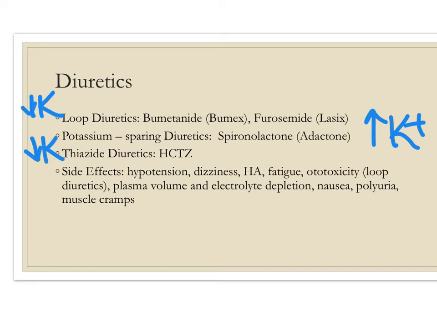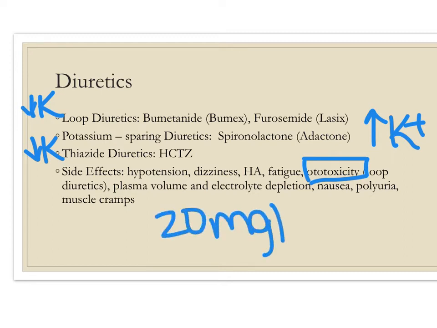I do want to remind you that we have to be cautious when we are giving the loop diuretics IV, that you do not want to exceed 20 mg per minute when you're giving them, because if you repeatedly push your loop diuretics faster than 20 mg per minute, it can lead to ototoxicity, and your patient could end up experiencing a chronic hearing loss.